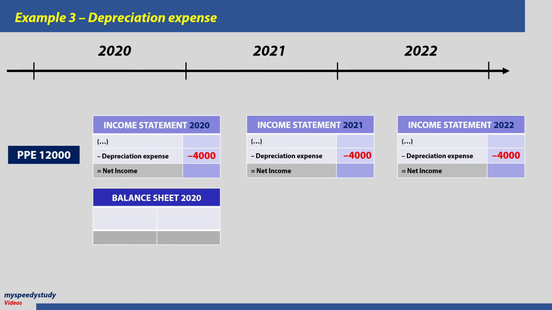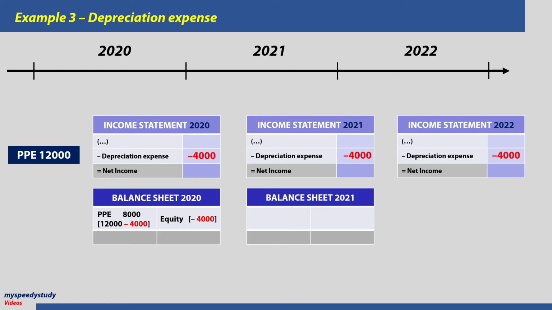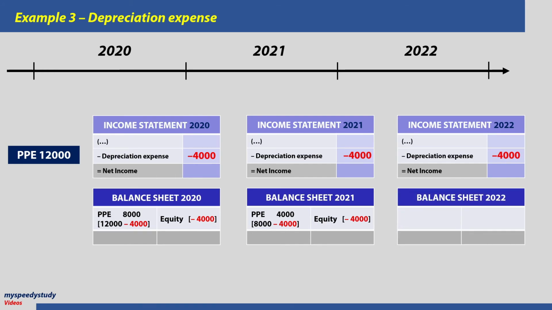At the end of 2020, the depreciation represents a loss in book value. The carrying value of the PPE is reduced by 4,000, from 12,000 to 8,000, and the expense reduces profit and therefore equity. So both sides of the balance sheet decrease by 4,000. And the same happens in 2021. The PPE book value decreases by 4,000, and so does equity. And the same again in 2022. At the end of 2022, the mattresses should be fully depreciated.